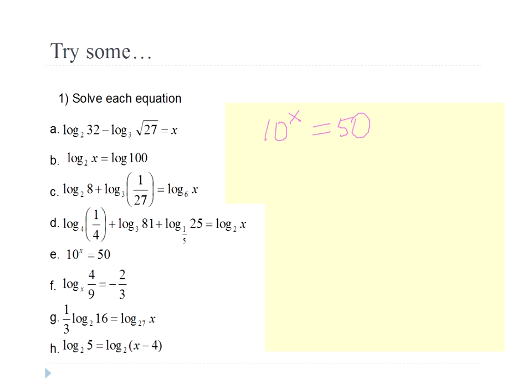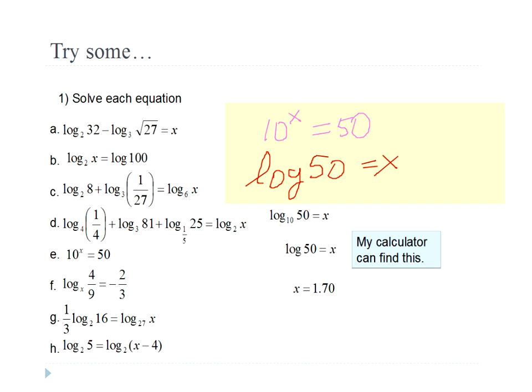To the x equals 50. Well, I'm in exponential form here, and I can't get a common base, so I'm stuck in exponential. I'm going to go to log form. Log to base 10 of 50 equals x. Well, your calculator can do this. I just typed in log 50, and I get x equals 1.7.